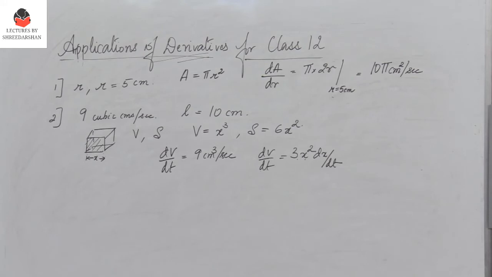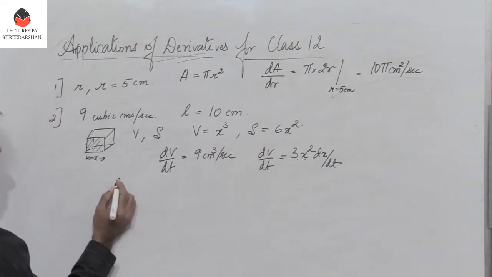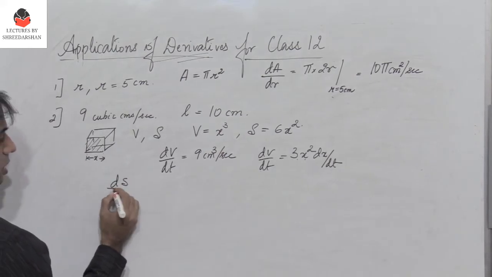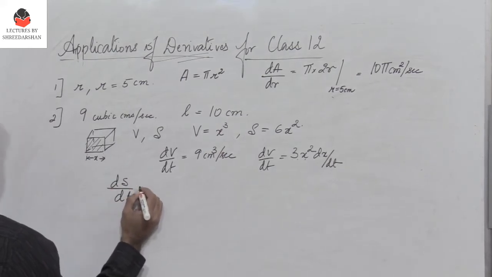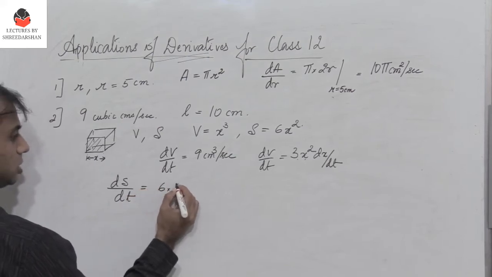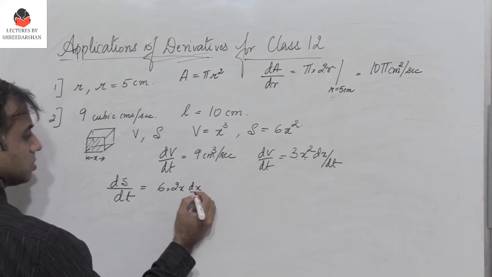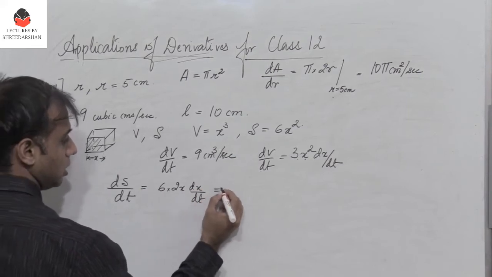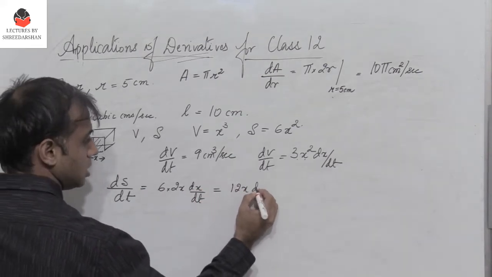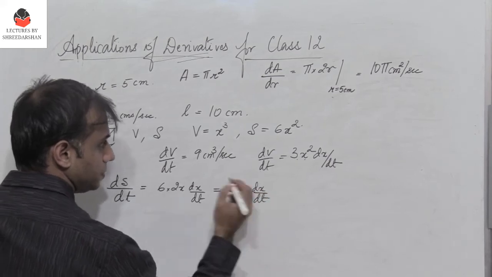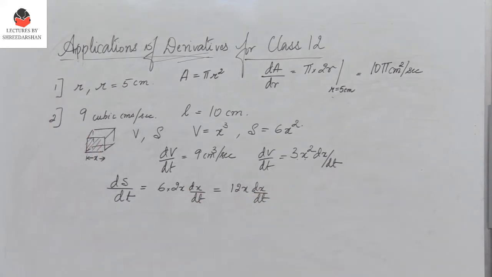Next, of course we know what S is. S is the surface area, so S is 6x squared. Let's define the rate of change of S with respect to t. Here you have 6 into 2x dx by dt. So here I get 12x dx by dt.